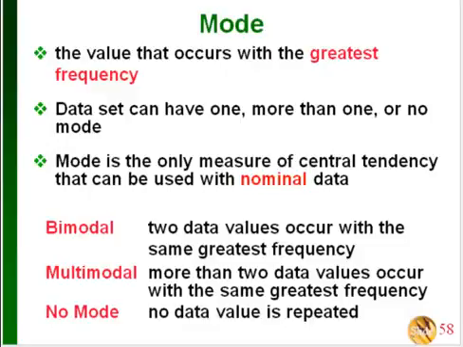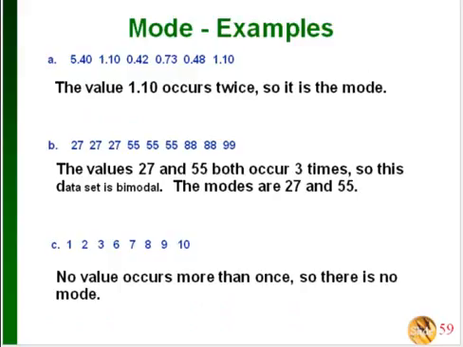So just some terminology. Bimodal means that we have 2 different modes. Multimodal means that we have more than 2. And no mode means that there's no value that's repeated. So here's some examples for modes. In this list, our value of 1.10 occurs twice. So our mode is 1.10. In this list, we have 27 that occurs 3 times, and we have 55 that occurs 3 times. The other 2 don't occur as many times. That gives this data set 2 modes, 27 and 55. And finally, in this last example, there's no value that's repeated, so there's no mode.